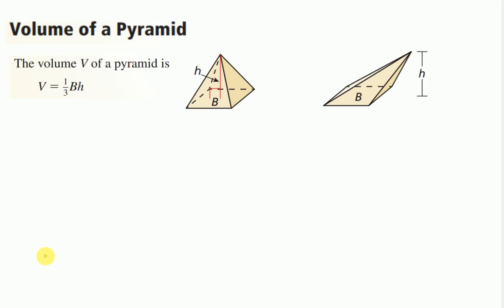So copy this down into your notes. The volume of a pyramid is 1/3 base times height, where capital B again refers to the base of the pyramid. And that goes for a right pyramid just as it does for an oblique pyramid. Let's have a look at a few examples.